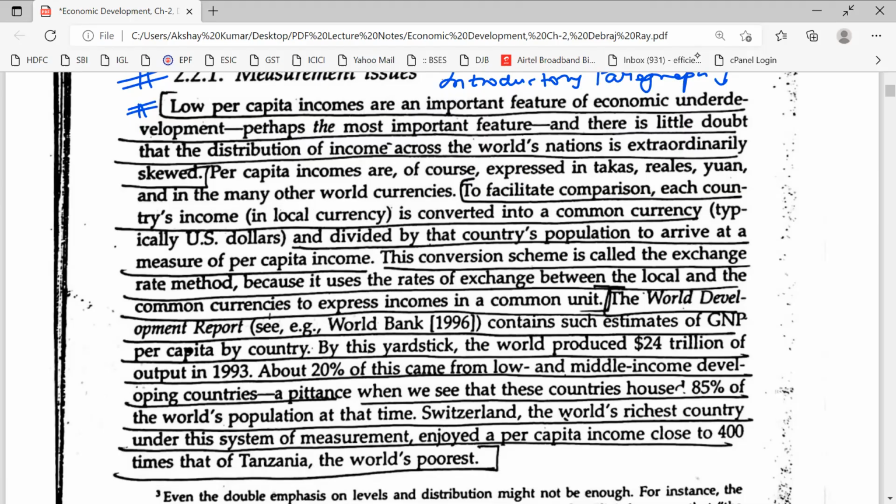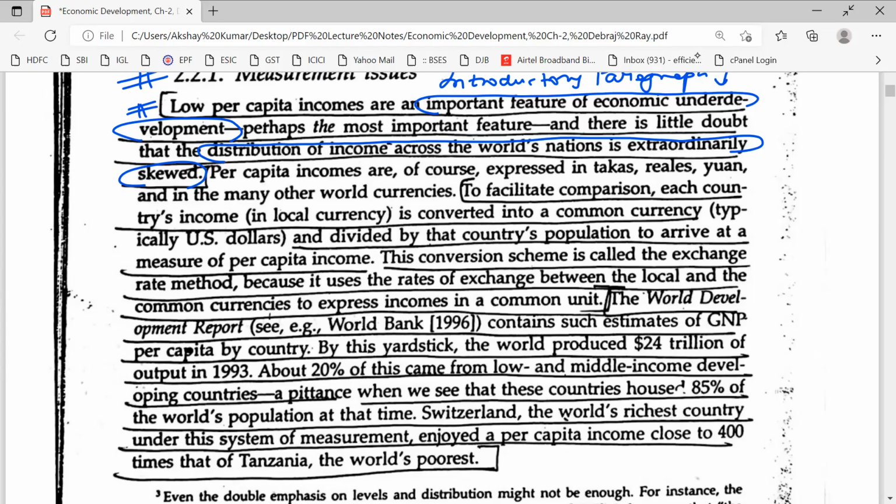So low per capita incomes are an important feature of economic underdevelopment. We cannot deny that an economy which is underdeveloped obviously has lower per capita incomes. Perhaps the most important feature, and there is little doubt that the distribution of income across the world's nations is extraordinarily skewed. We have also done this in our lectures on characteristics of development, a very short introduction by Partha Das Gupta. In that reading, we had learned that the distribution of income across the world's nations is quite skewed. You have the richer nations on one side, you have the poorer nations on completely the opposite side of the globe. That means I can say that the richer and the poorer nations are quite scattered.